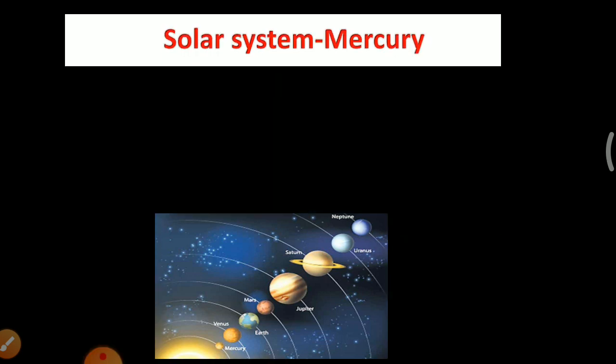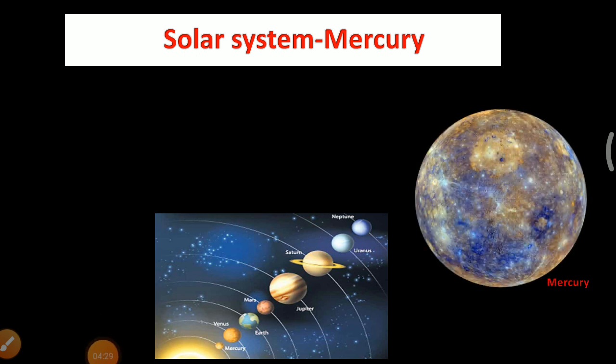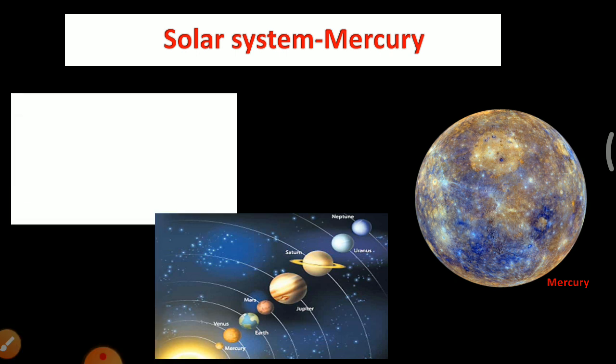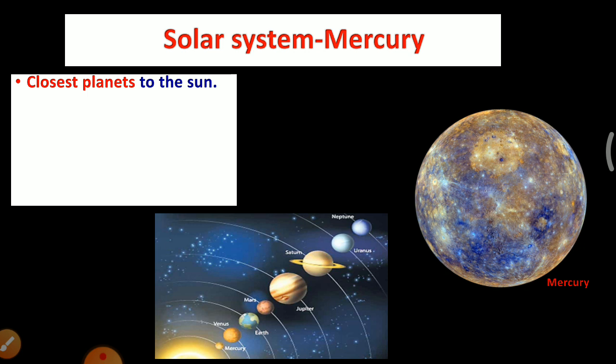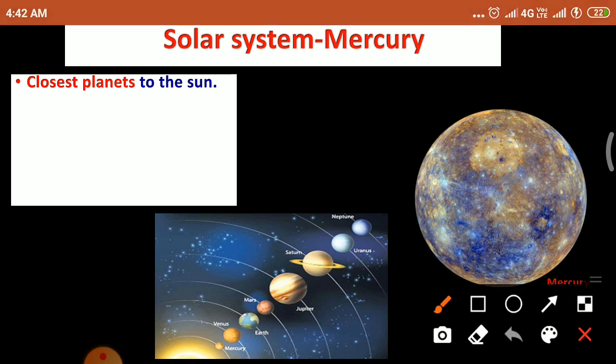The next planet in the solar system is Mercury. Look at this image. This is Mercury. Mercury is the closest planet to the sun. And look at this diagram, this is Mercury. It is closest to the sun.